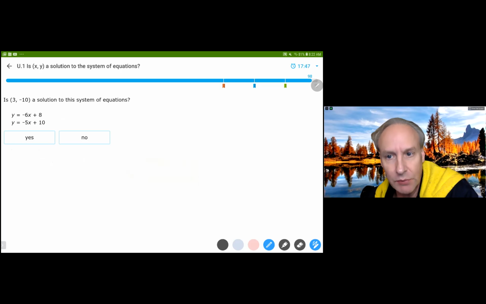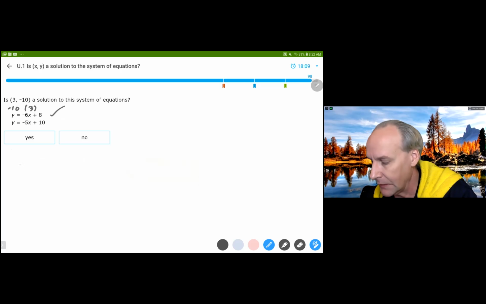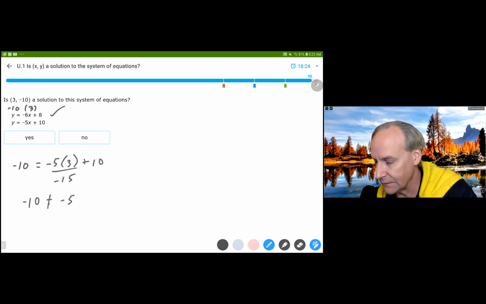A lot of people are going to see the numbers and maybe get them messed up. Now this one's a negative 10 over here and a 3 over here. And I'm guessing you can do the negative 18 plus 8 and see that it's negative 10. And then in the second one, we've got negative 15 plus 10, which is negative 5, which again is not true. I'm going to write it down here. Negative 10, that's what they're saying, is equal to negative 5 times my x plus 10. Well, this is negative 15 plus 10, which is negative 5. And these are not equal, so this is a no.